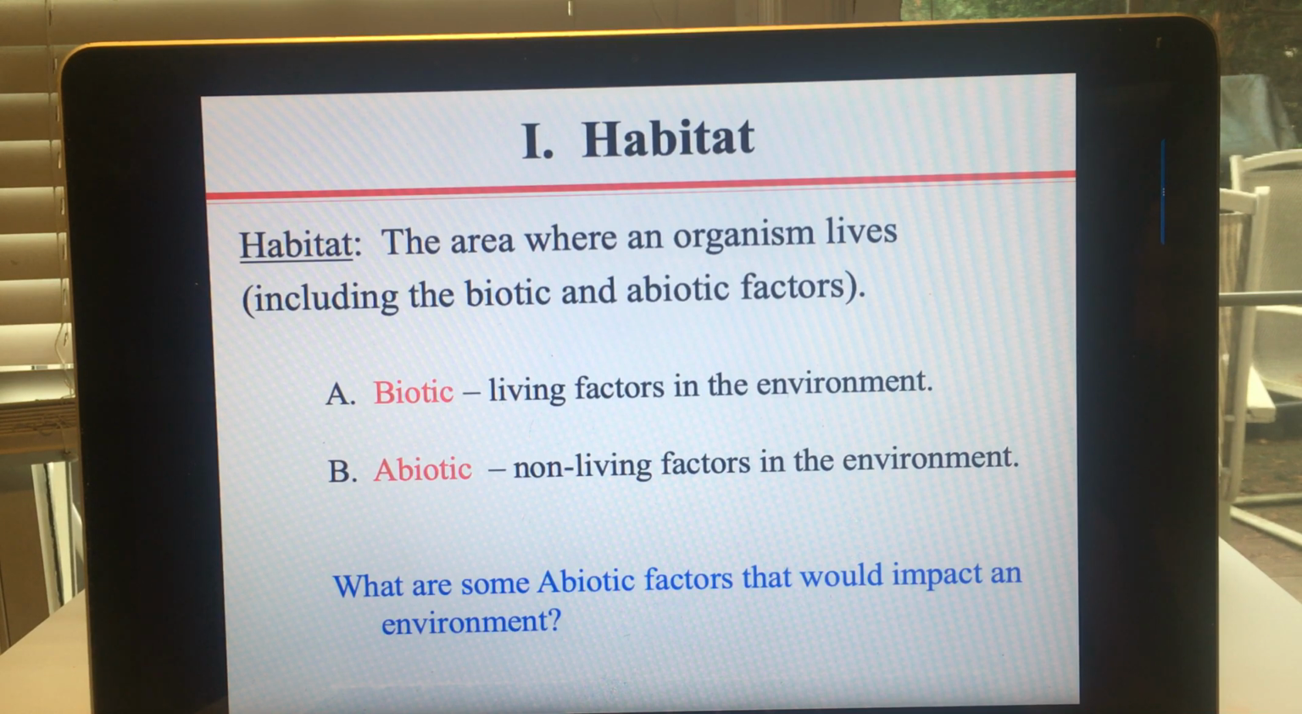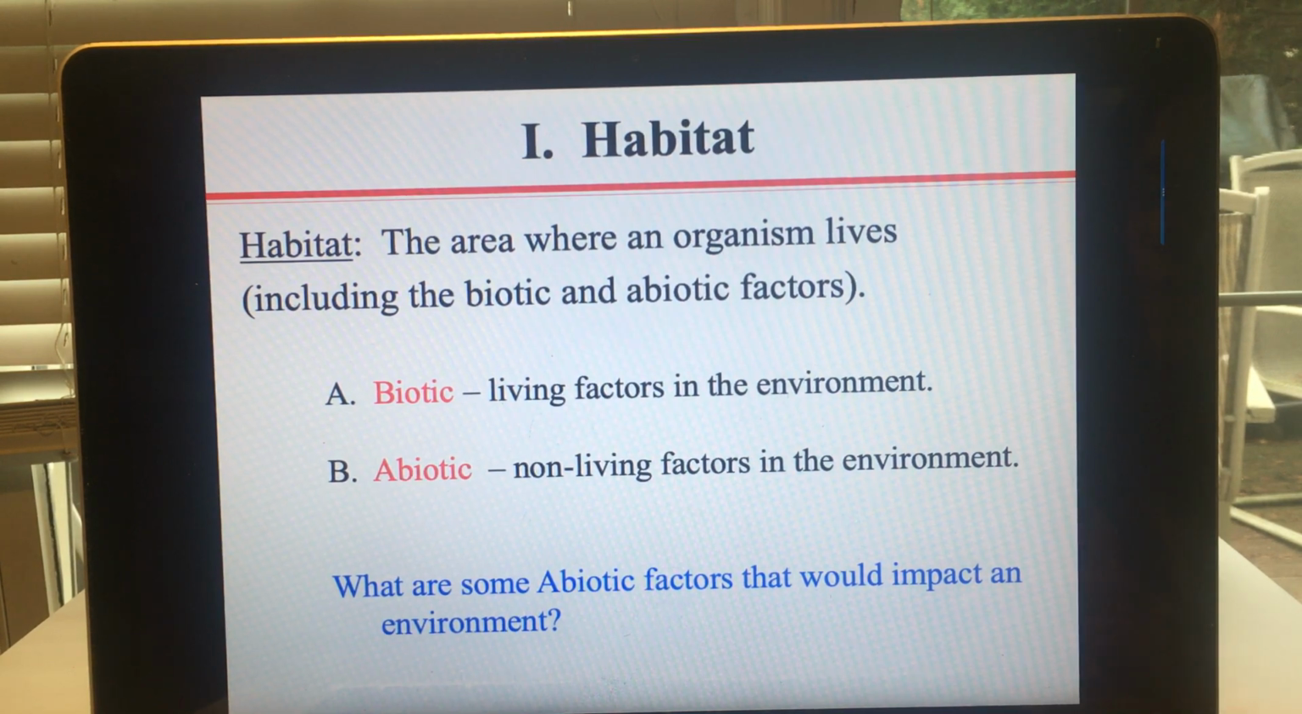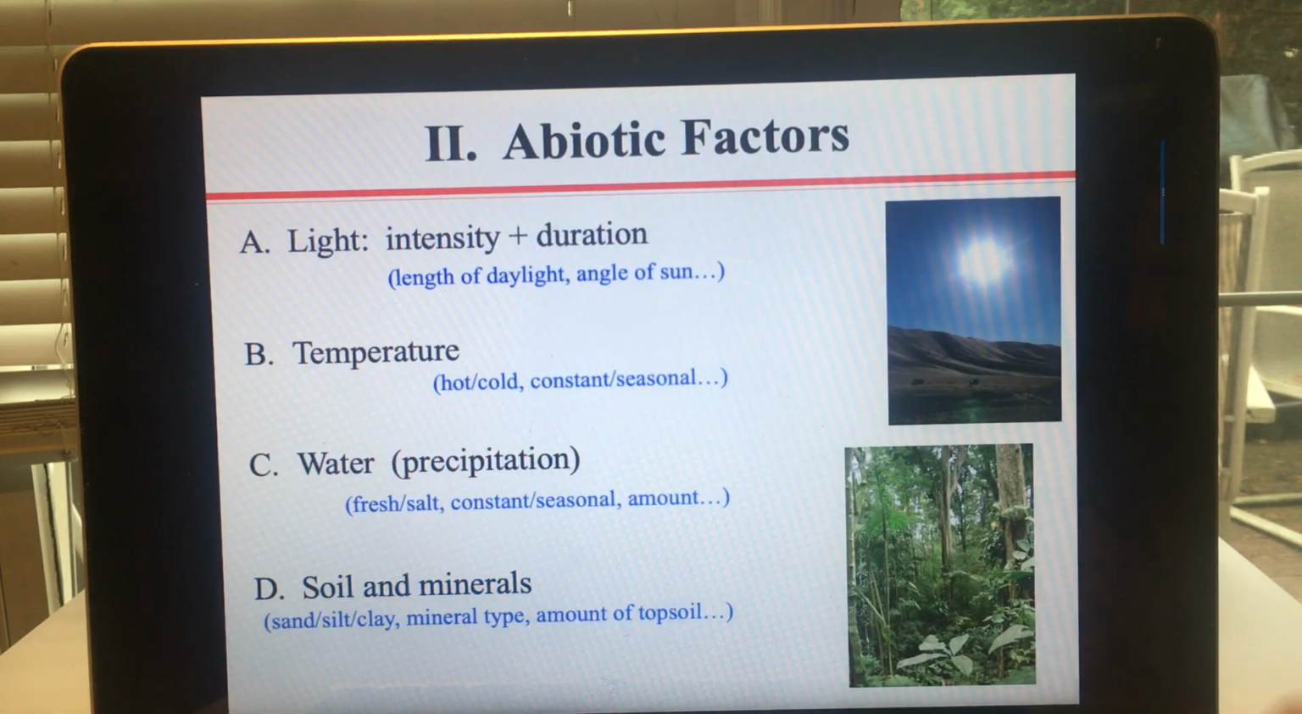So a habitat is where an organism lives, and it includes all of the biotic and abiotic factors. The biotic factors are the living factors in the environment, so all of the other organisms, and the abiotic factors are the non-living factors in the environment that might affect an organism. So if we were in class, I would be asking you guys to list what are some abiotic factors that might impact an environment, but since this is an online video, I'm just going to go through them for you.